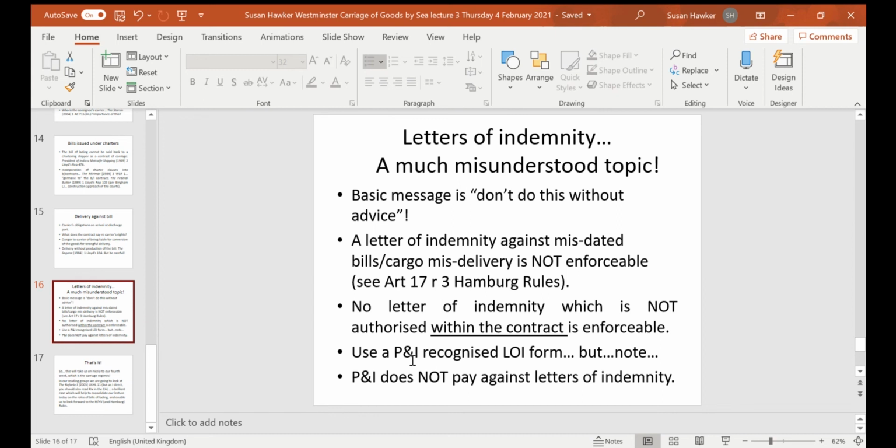But the carrier still will have a hurdle. What most people don't seem to realise, even in the trade, is that P&I will not pay up against letters of indemnity. Even when they're enforceable, P&I won't pay up against them. So your enforceable, bona fide letter of indemnity, in reality, will only be as good as the depth of the pocket of the shipper, the person who gave it. And that is a very salutary story. It's a very, very robust world out there in shipping, and it's a very salutary story.